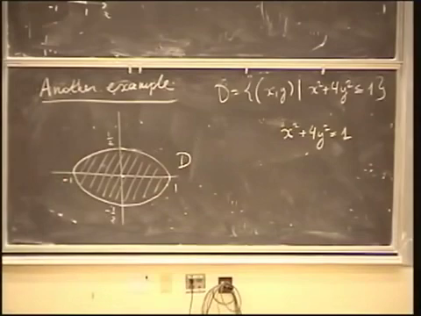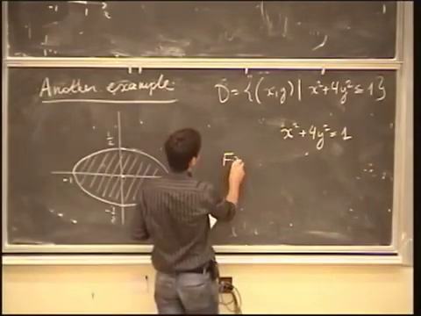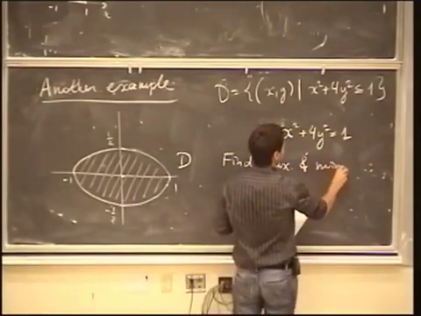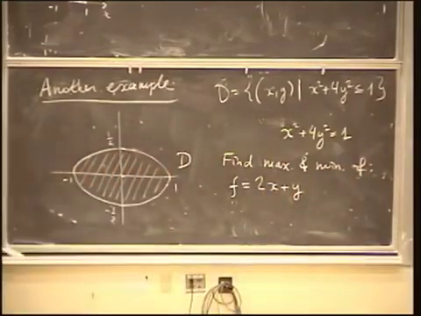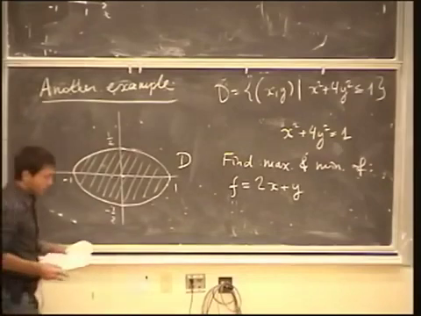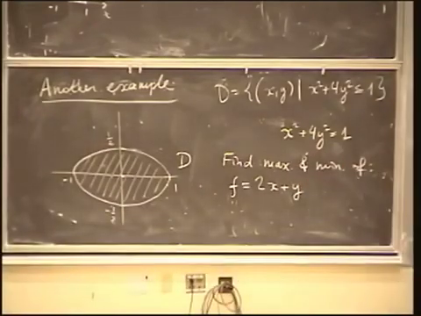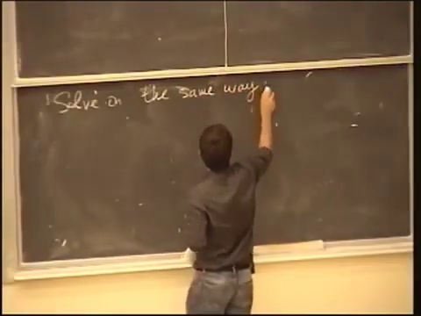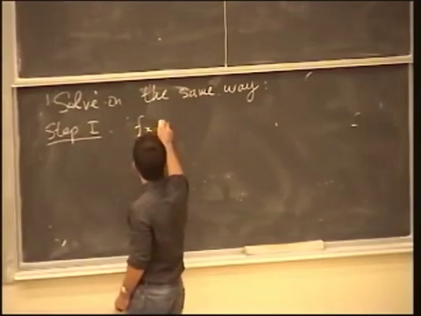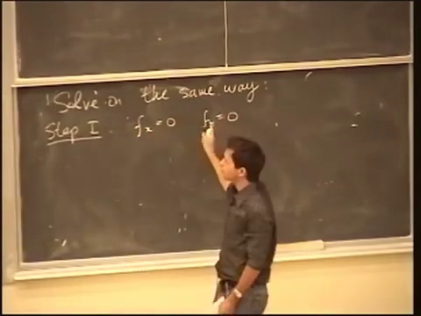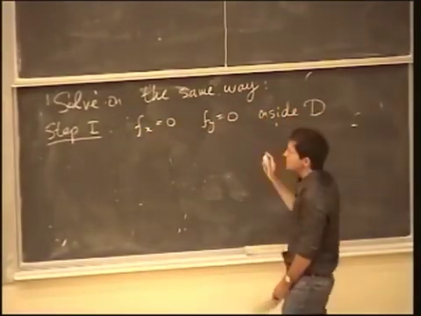Okay? And let's suppose you're asked to find maxima and minima of the following function. I'll make the function a little bit easier, a linear function, 2x plus y. So how would you solve this problem? Well, you approach it in exactly the same way. Meaning that the first step would be to set f_x equals 0 and f_y equals 0, and find all the points inside the domain T which satisfy these two formulas.